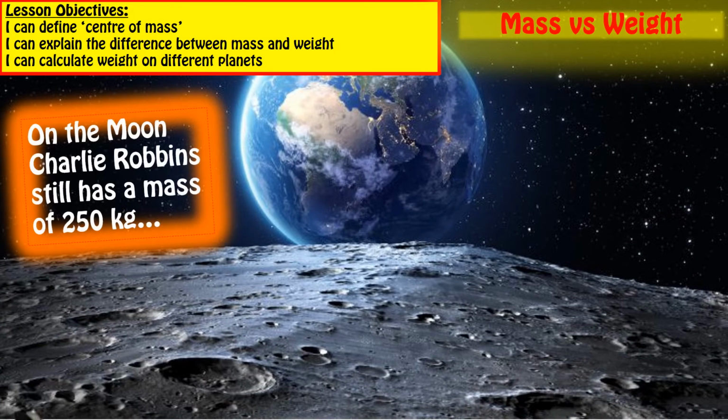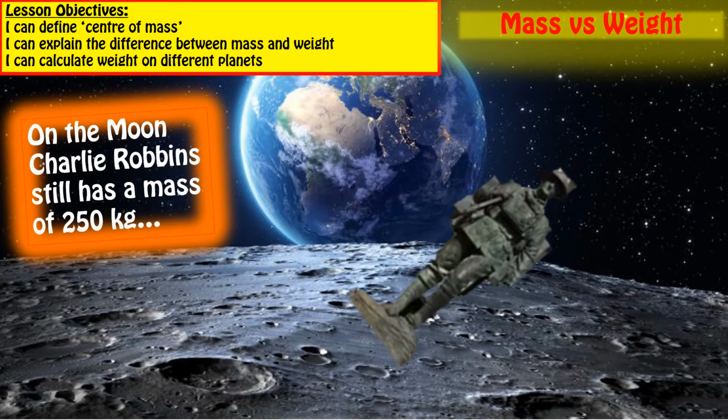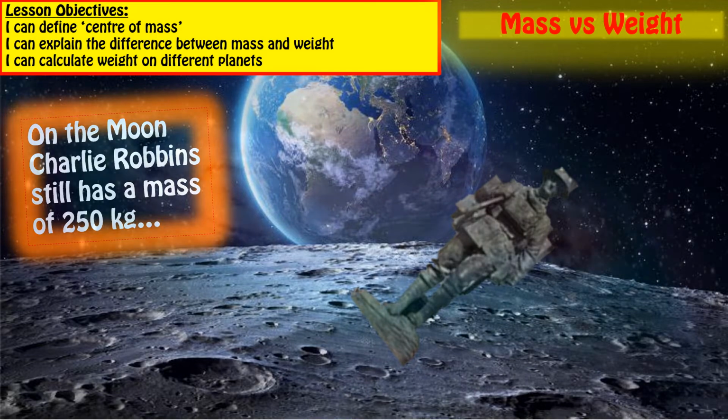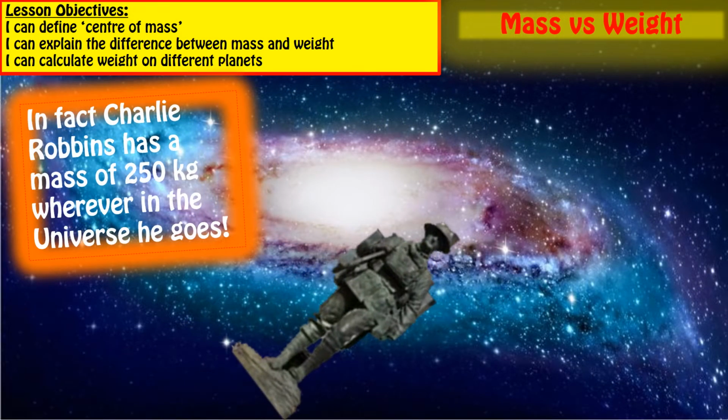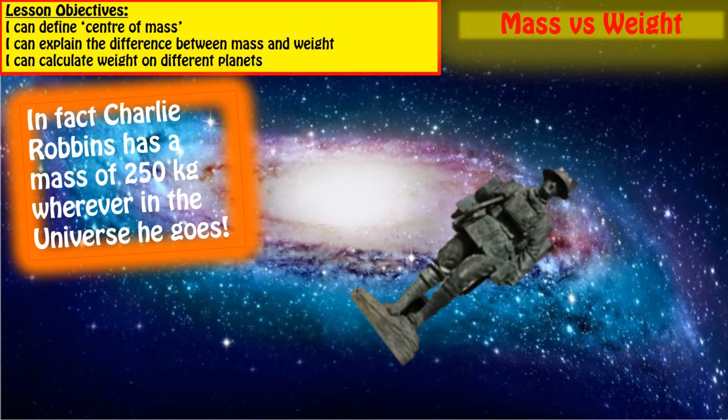Let's put Charlie Robbins up on the moon. But guess what? He still has those 100 trillion atoms. So his mass is still 250 kilograms. Even on the moon, his mass doesn't change. His mass is the same. Everywhere that Charlie Robbins goes in the universe, he has a mass of 250 kilograms.